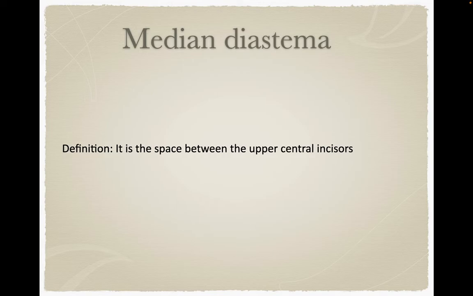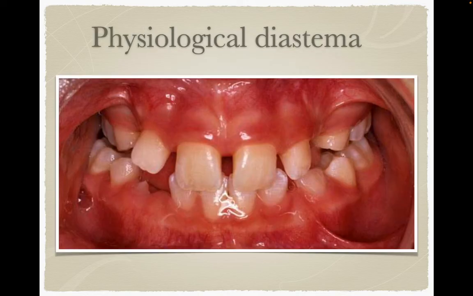Median diastema. It's defined as the space between the upper central incisors. Median diastema can happen in a class 1 malocclusion or any other malocclusion, but usually we discuss it with class 1 malocclusion, and here we will discuss it in detail to finish the topic of the median diastema. So what is the etiology of the median diastema? Why do we have median diastema?